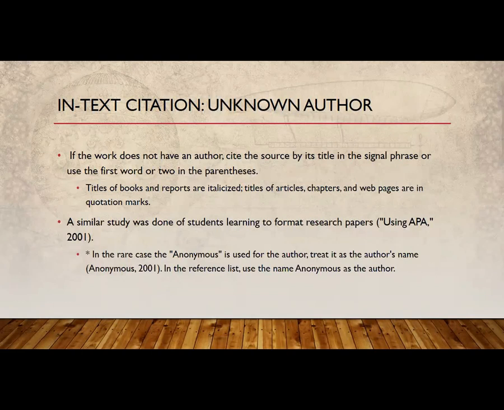If the work does not have an author, you cite the source by its title in the single phrase, or use the first word or two in the parentheses. Titles of books and reports are italicized; titles of articles, chapters, and web pages are in quotation marks. A similar study was done of learning to format research papers, and then you would put "using APA" in quotations, and then comma 2001. In the rare case that anonymous is used for the author, treat it as the author's name, so it'll be Anonymous, comma, 2011. In the reference list, you'll also use Anonymous in the author's section.